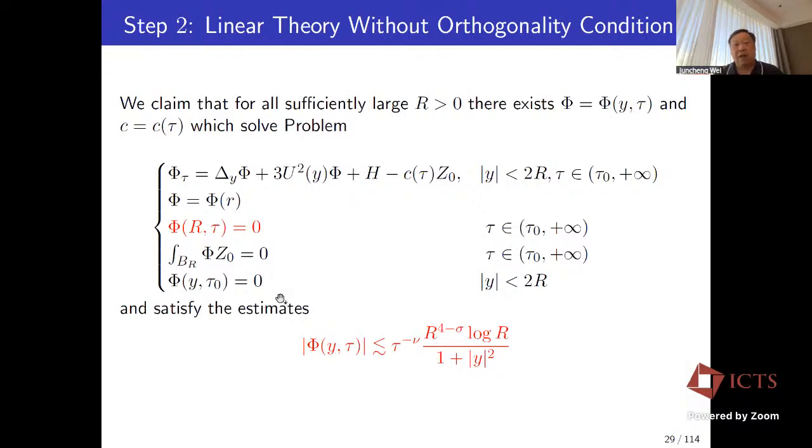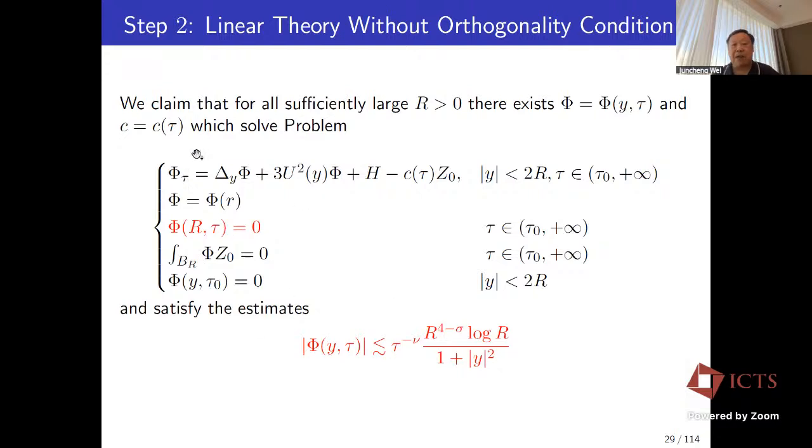And what I want to claim is that for this problem, we have the following estimate: tau to the minus mu, r to the 4 minus sigma log r, and 1 plus y square. This is the main estimate we have.